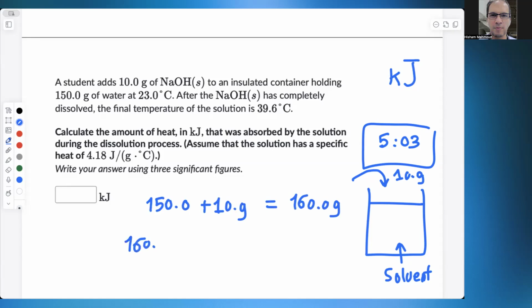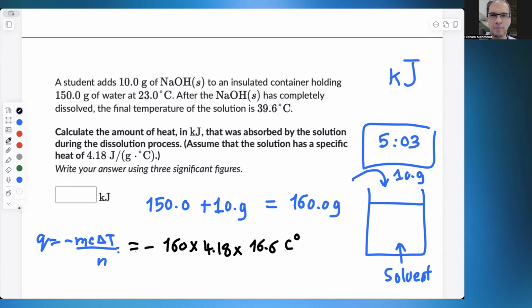When I multiply this, Q is equal to, does the temperature increase or decrease? It becomes 39.6. So this is negative m C delta T over n. So equal to negative 160, and let's make this clearer. So I will say negative 160 multiplied by the C, which is 4.18, multiplied by delta T, the change in temperature, equal to 16.6 degrees Celsius.